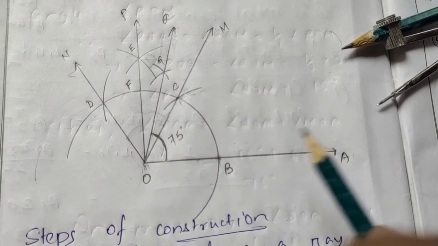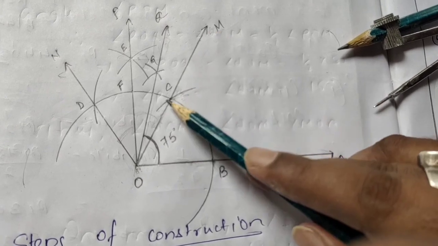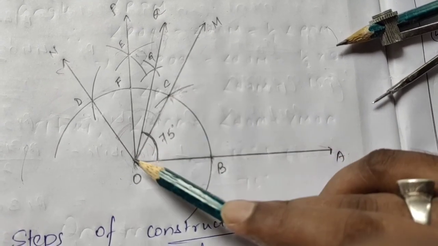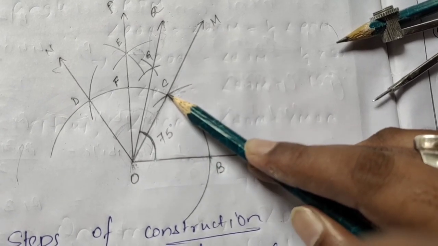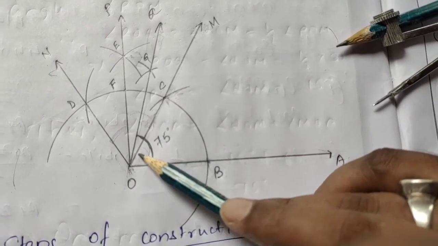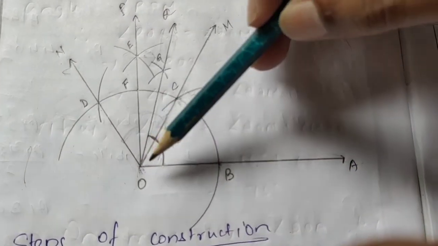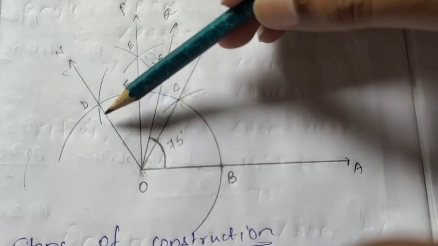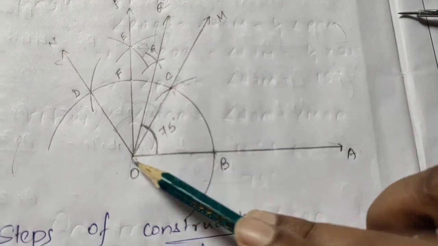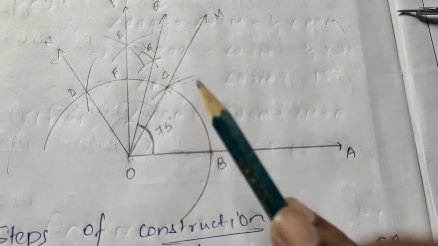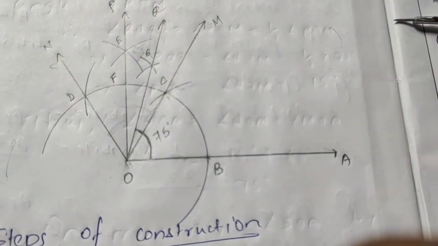Now you draw a ray OM which passes through the point C. Similarly draw another ray ON which passes through the point D. All of you know that angle MOA will be 60 degrees. Similarly angle NOM will be 60 degrees. Okay, clear?